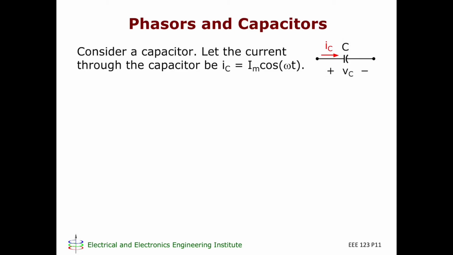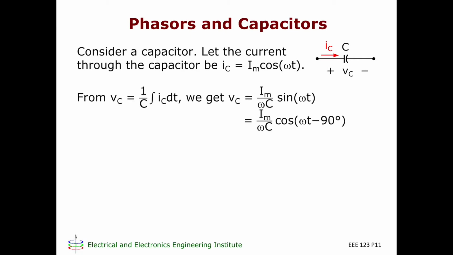Finally, let's take a look at the capacitor. So we have a capacitor with a voltage V sub C across it and a current I sub C through it. From V sub C equal to 1 over C, the integral of I sub C dt, we get this expression for the voltage across the capacitor. Again, we have to convert this to the cosine function because our transformation is based on the cosine function. So we use the identity sine of theta is equal to cosine of theta minus 90 degrees.